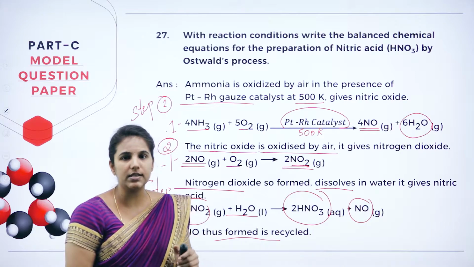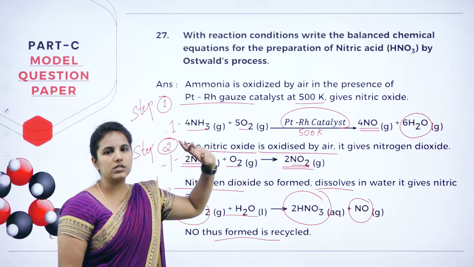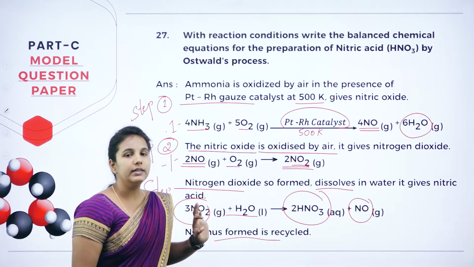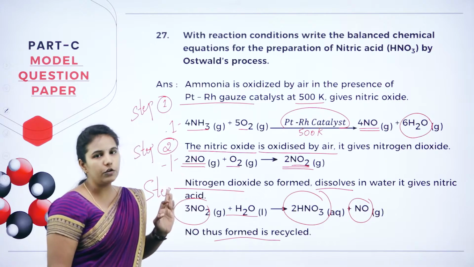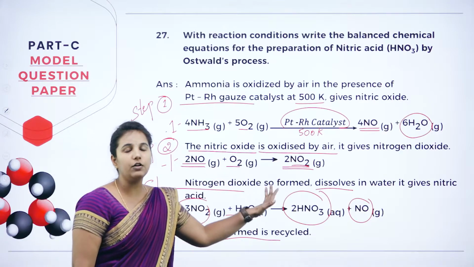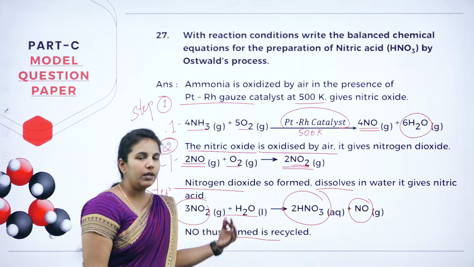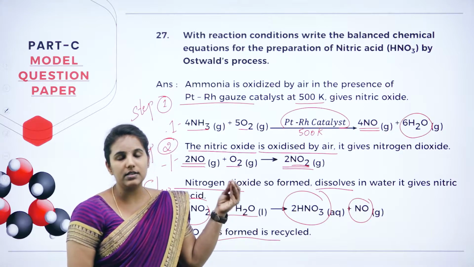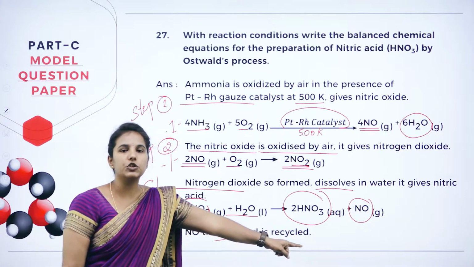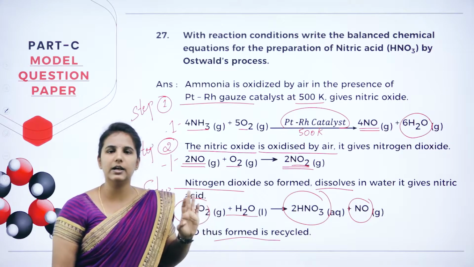What will you write in the first step? In the first step, just write that ammonia reacts with oxygen using platinum and rhodium as a catalyst to form nitric oxide with the formation of water. In the second step, nitric oxide again reacts with oxygen to form nitrogen dioxide. In the third step, when nitrogen dioxide is dissolved in water, it gives rise to nitric acid with the formation of nitric oxide. This nitric oxide is again recycled back.